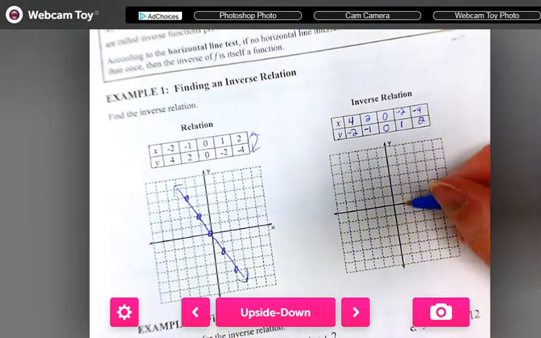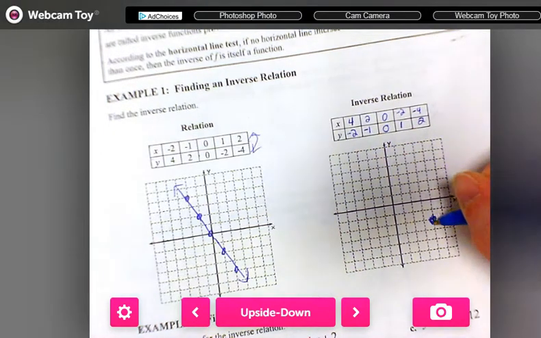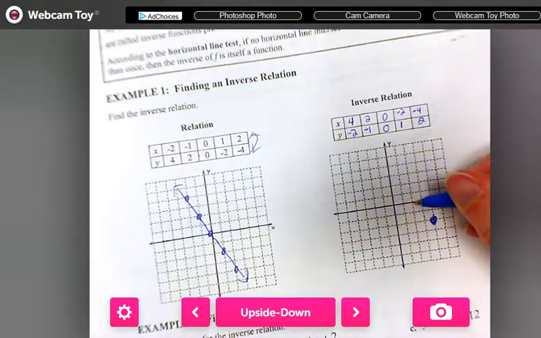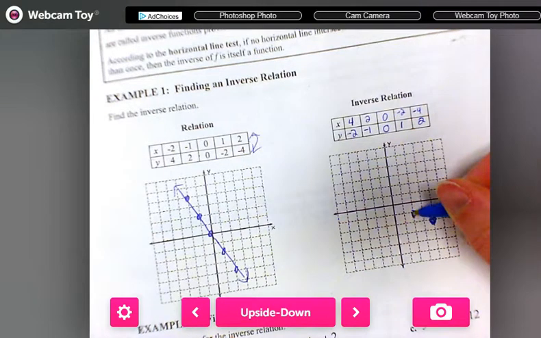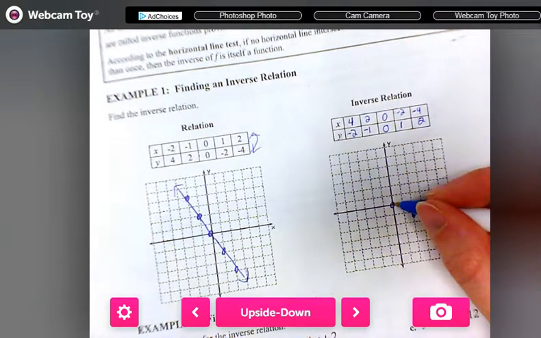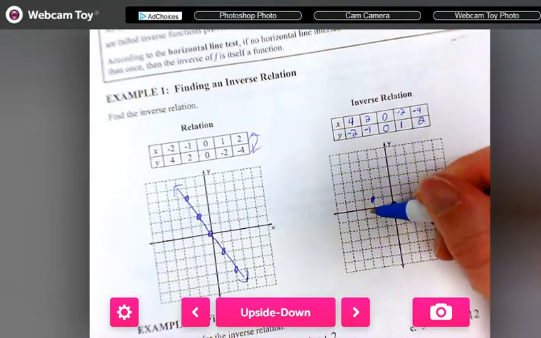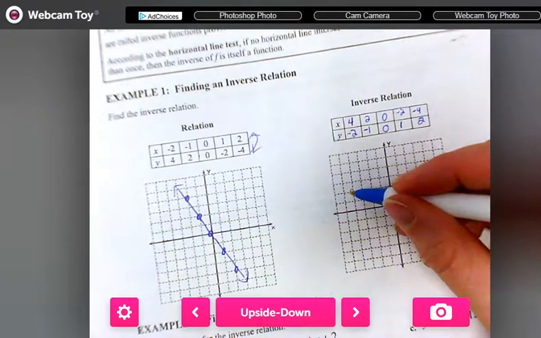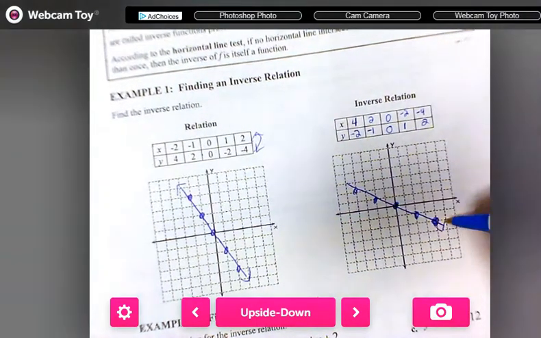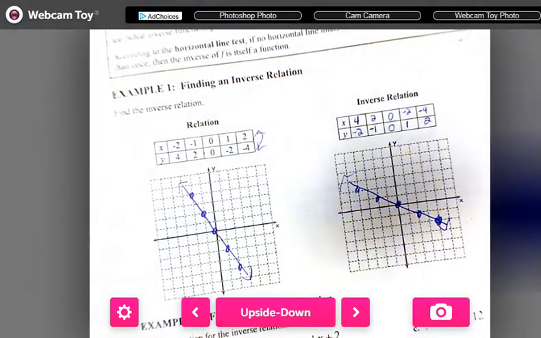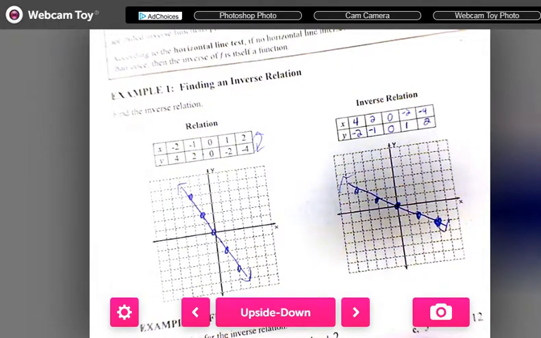We're going to go over 1, 2, 3, 4, down 2. Over 2, down 1. Over 0, up 0. Over -2, up 1. And over -4, up 2. So it looks different, but it still passes the vertical line test. They're still functions. That's how we do it if we have a table.